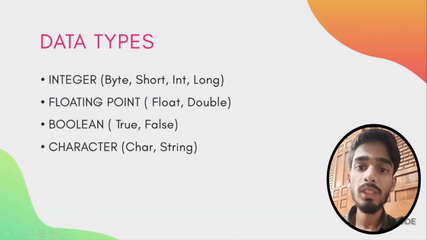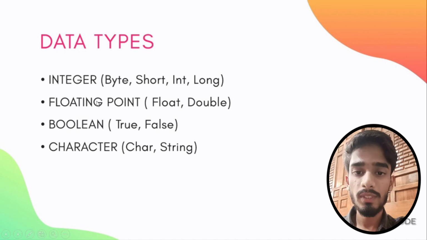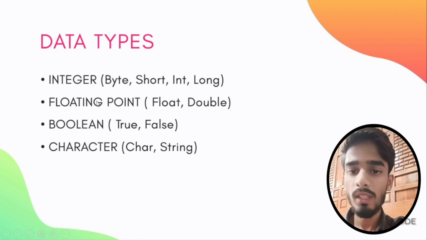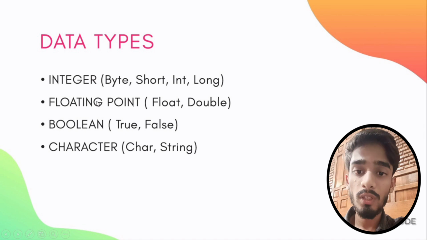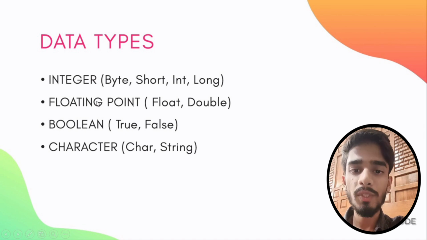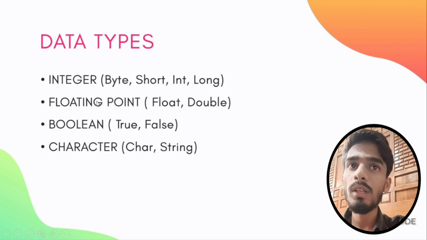Now we will discuss what are the data types in Kotlin. There are four basic data types. They are integer, floating point, boolean, character. So in integer we give only integers: 1, 2, 3, 4, minus 1, minus 2. These are integers. Now what are the floating point numbers? Floating point numbers are decimal numbers like 1.2, 1.3, 5.4. These are the floating point numbers.